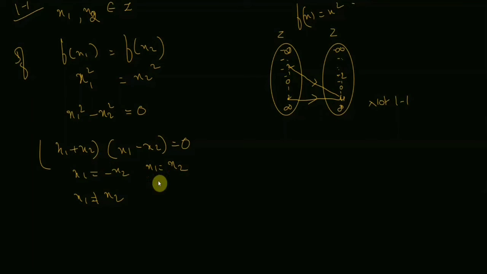x1 is −x2 and x1 is x2. So we are not getting x1 = x2. If f(x1) = f(x2), you should get x1 = x2. You are getting x1 = −x2 and also x1 = x2, both. So that is not correct. Therefore it is not one-to-one. It is not injective.